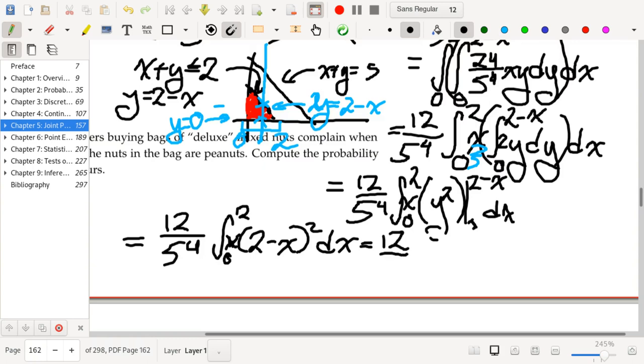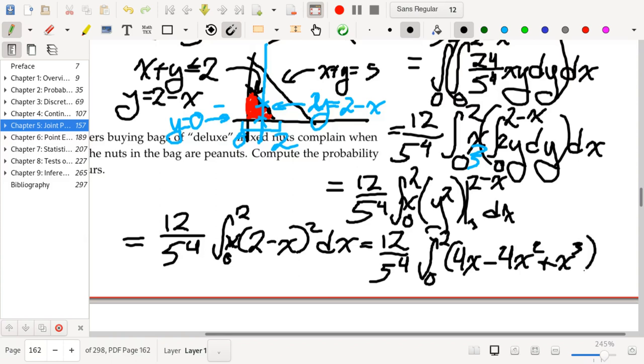So that means that we're going to have 12 over 5 to the power 4, and we're going to be integrating from 0 to 2. It'll be 4x minus 4x squared plus x cubed dx.